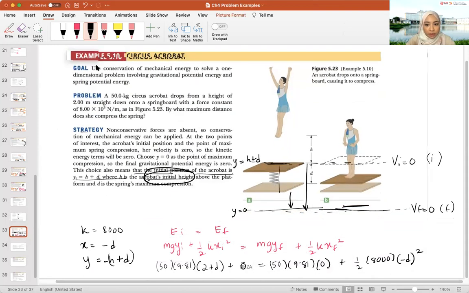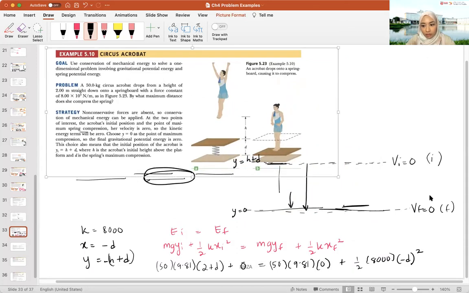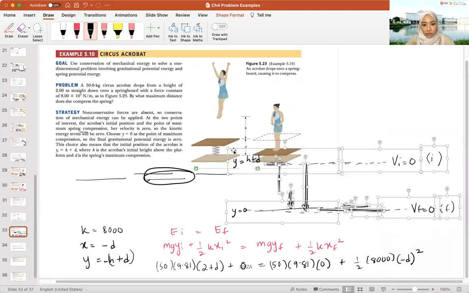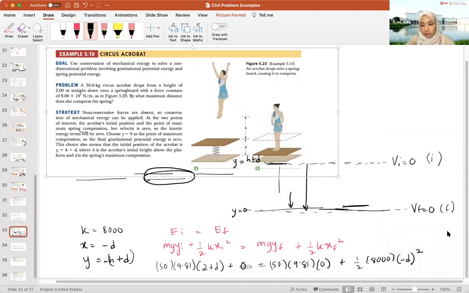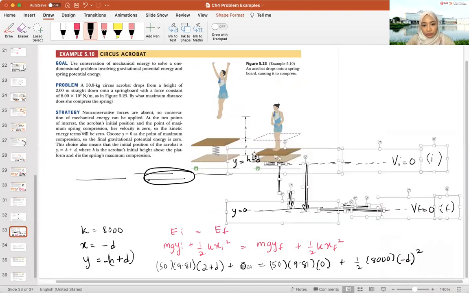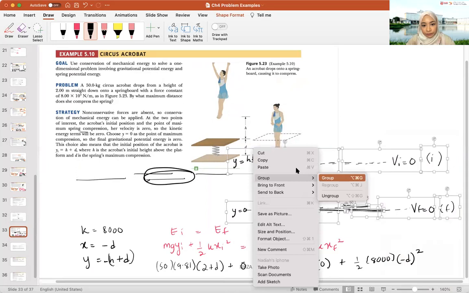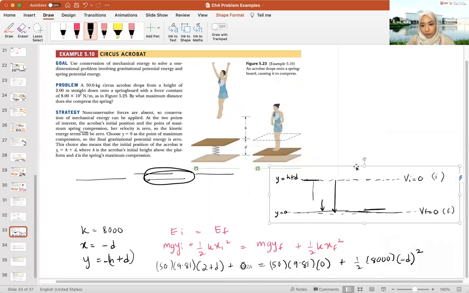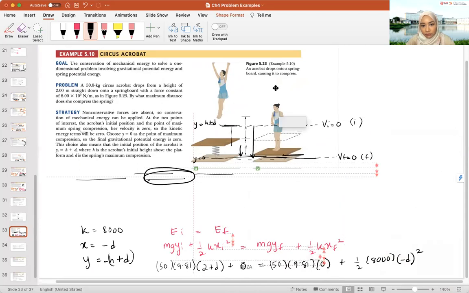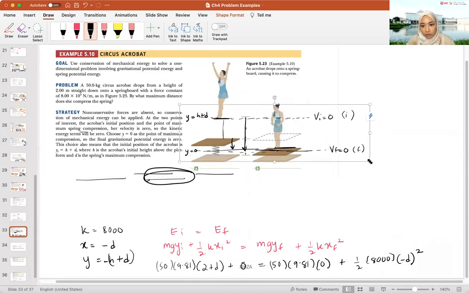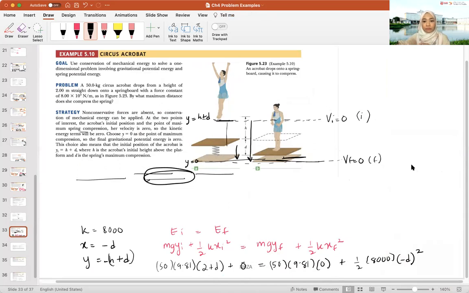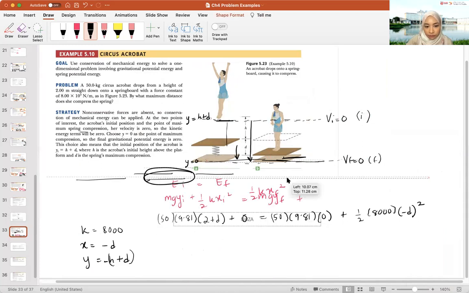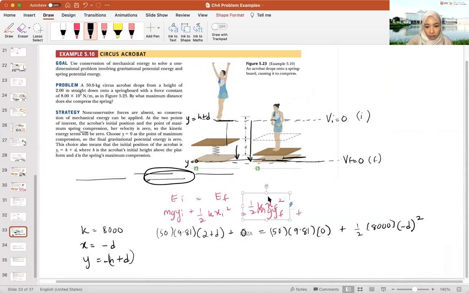Oh, I know, because I made this big. Kita akan kecilkan dia. Group way. I should have just duplicated. Group. Kecilkan. Mana VI dia? VI kat sini. So, besarkan sampai sini. Okay. This one.